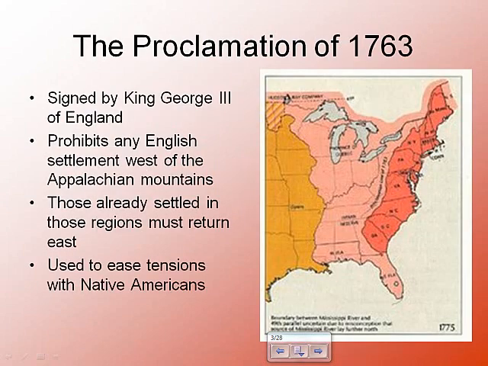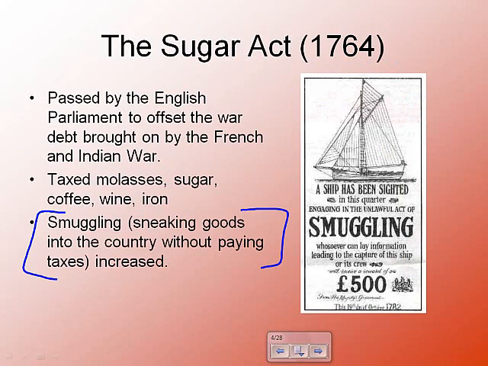You also have the Proclamation of 1763, which is reviewed from Chapter 5. It was signed by King George III of England, and what it said was any of the 13 colonies living here in the red could not cross over the geographic feature of the Appalachian Mountains into this newly acquired territory that was won from the French and Indian War. And this was used to ease tensions with Native Americans because remember, the Native Americans were living there for hundreds of years before the colonists even arrived in the colonies.